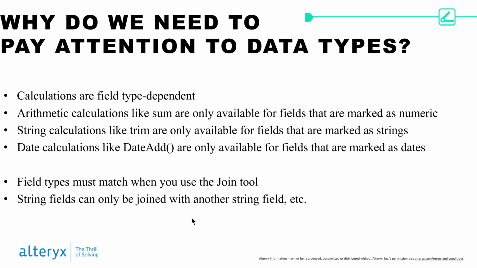String calculations like trim or concatenating values are only available for fields that are marked as strings. Date functions like dateAdd or dateTimeDiff are only available for fields that are marked as dates. And the last really important consideration is that when you're joining data together from two different data types, the fields must match each other. So if you're selecting a column to match with another column in a separate data set, and one of them is numeric and one string, it's going to give you an error and it's not going to be able to join. Numeric fields must be matched with numeric, and string fields must be matched to other string fields.